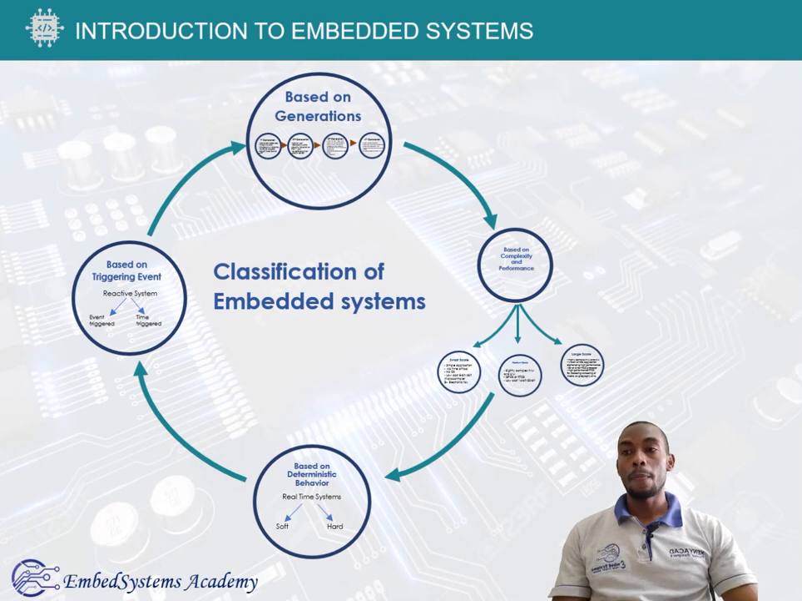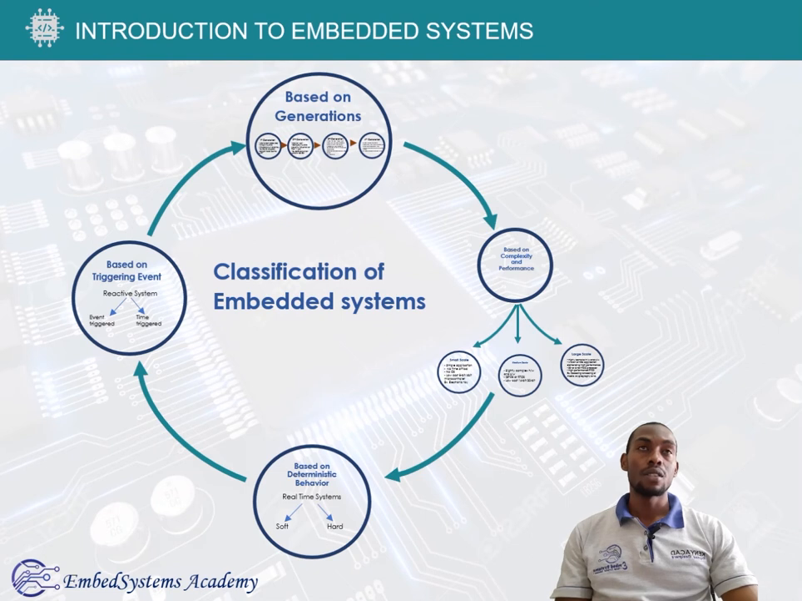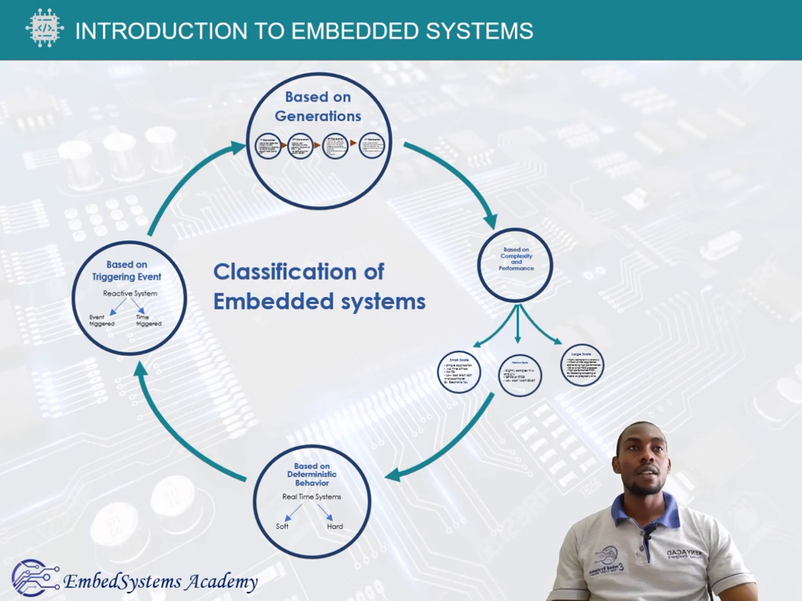So we want to talk about the classification of embedded systems. We can classify embedded systems using 4 factors. 1, based on generations. 2, based on the triggering event. Number 3, based on the deterministic behavior of the system. And number 4, based on the complexity and performance of the system. So these are the 4 ways we shall classify embedded systems.